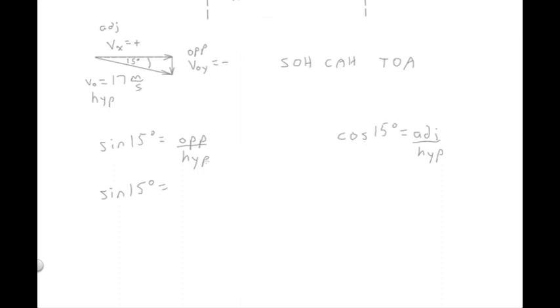So now we can plug in. The opposite side here is our V naught y. The hypotenuse is 17. Cosine of the adjacent side here is Vx. And hypotenuse is 17. Now, why did I use absolute value signs here?